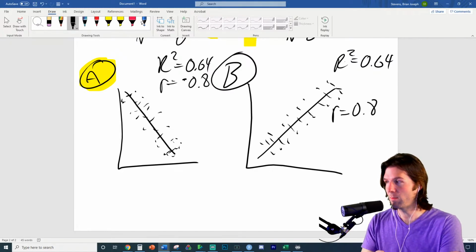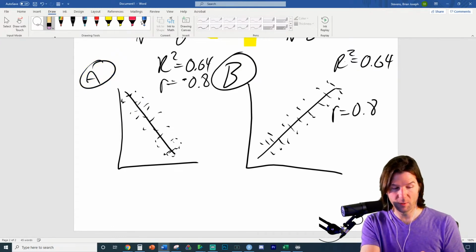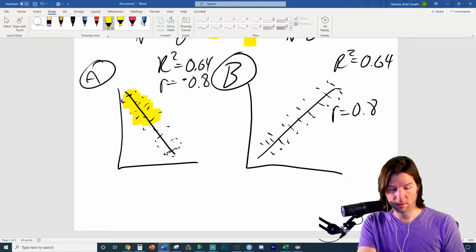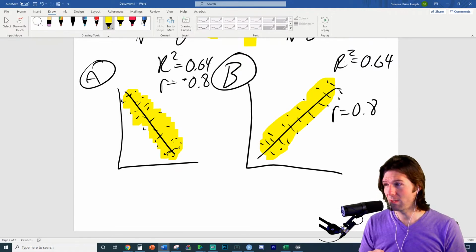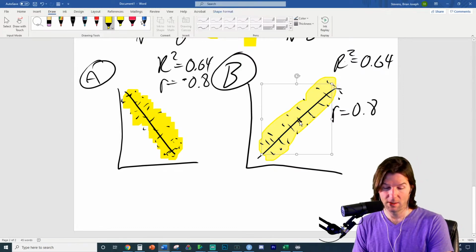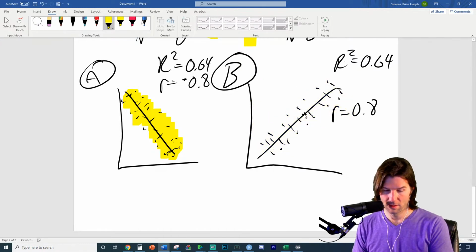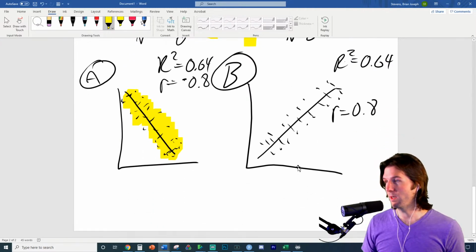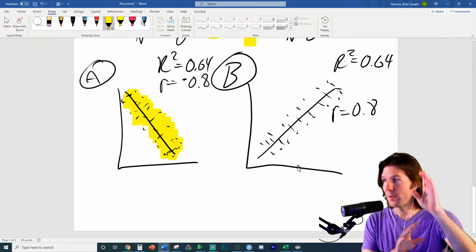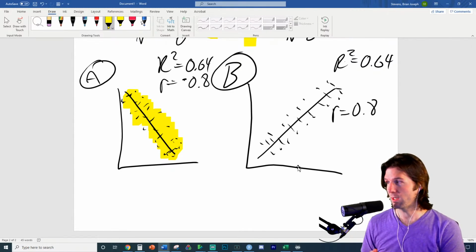I tried to draw the same sort of bands around them. If you look at it, they both have very similar spreads, so they're basically the same sort of graphic, but I just made one go down and one go up. So they both have the same r squared because they both have the same strength of correlation, identical.